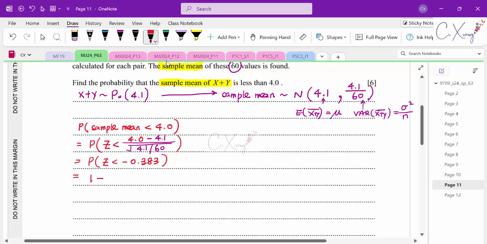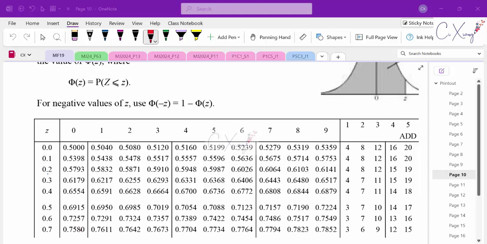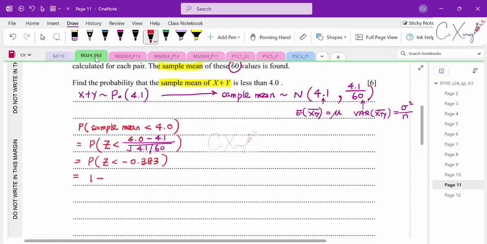To get this particular probability, you have to take 1 minus the value for 0.383. So you go to the table, looking for 0.38 and also the 3. You have to take 6480 plus 11, so you're having 6491. Then in our calculation here, you take 1 minus 0.6491, and hence you get the answer 0.3509, and of course I want to correct it to 3 significant figures.